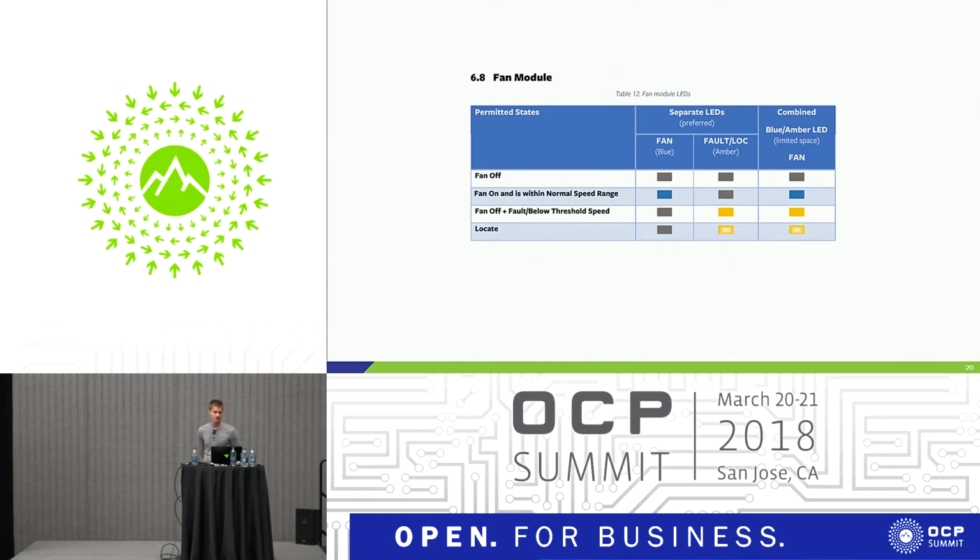Last item here is the fan module. This is very straightforward. Blue is just indicating on or off, and amber, again, fault and locate.